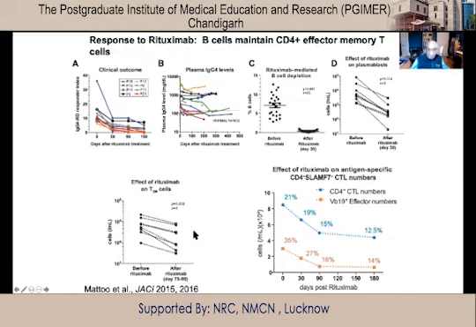CD4 CTL, the effector memories drop. CD4 CTL clones, we can follow specific clones because we know the V beta sequence. They also decline. Okay, so there is a decline in the CD4 CTLs when treatment works and patients get better.